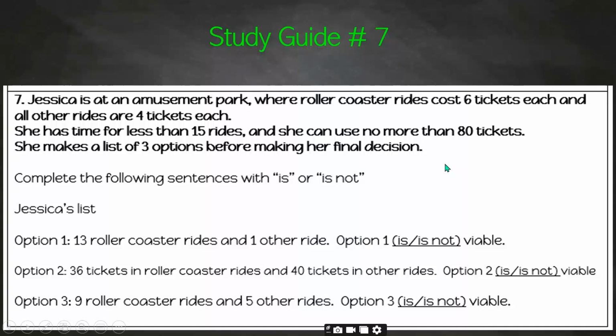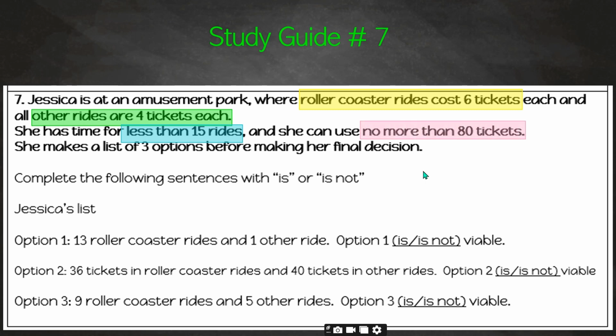In this video, we're going to go over questions 7, 8, and 9. All right, Jessica's at an amusement park where roller coaster rides cost 6 tickets each and other rides are 4 tickets each. She has time for less than 15 rides and she can use no more than 80 tickets.